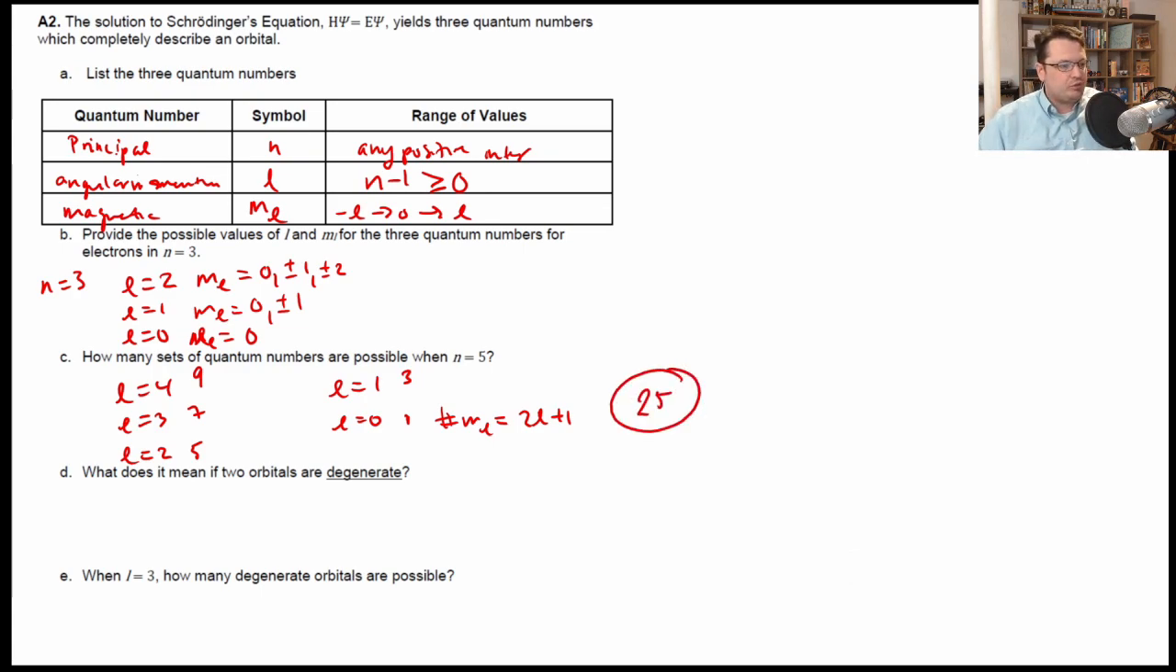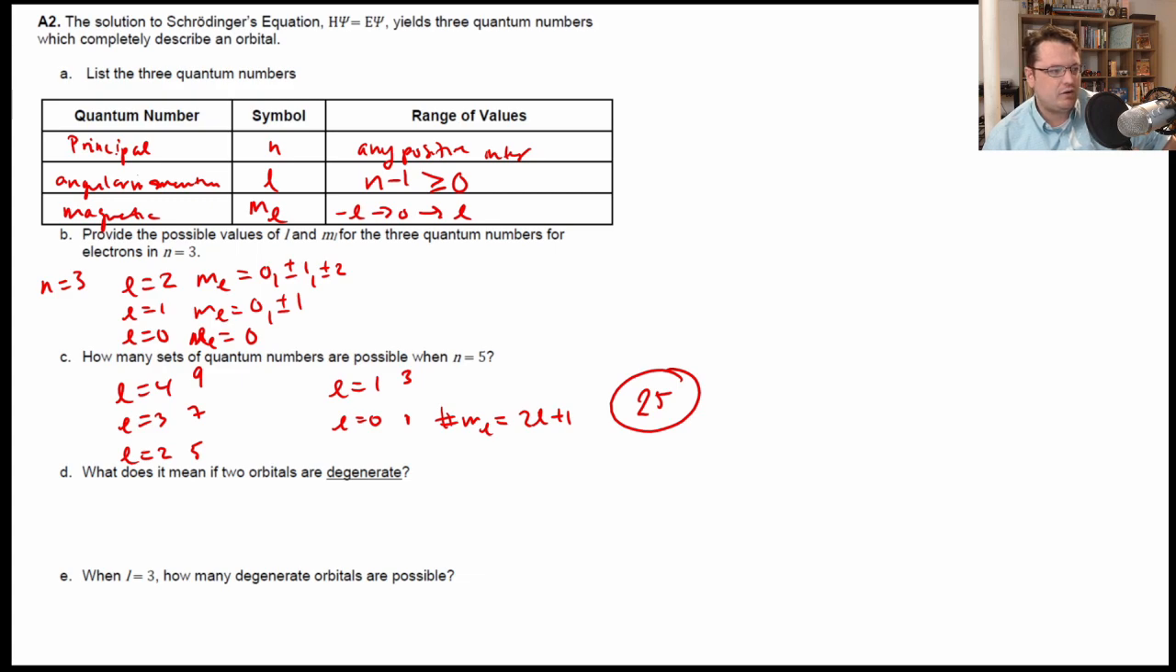What does it mean if two orbitals are degenerate? I talked about this in the previous problem, but when two orbitals are degenerate, they have the exact same energy. They're technically two different quantum systems, because they're going to have different quantum numbers. When you have a px and a py, they have two different m sub L values. But as atomic orbitals, they're going to have the exact same energy, and so they're going to be degenerate. That's the definition: they have the exact same energy.